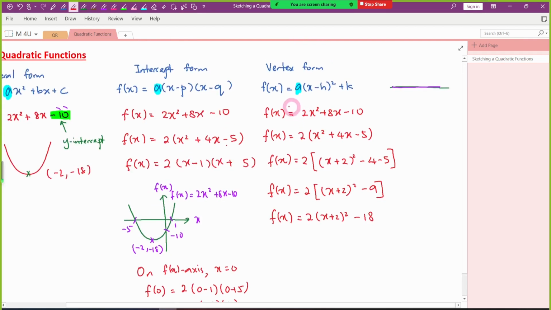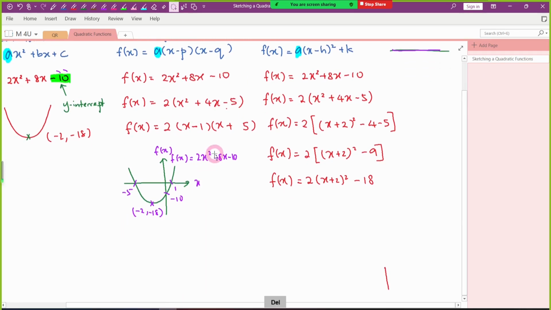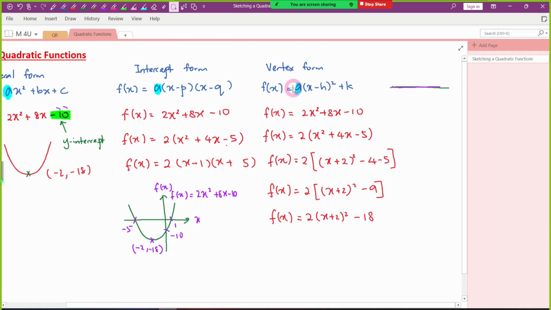So how about if the question gives you the function in vertex form? We call it vertex form because just by looking at this one, you know the coordinate of the vertex, let me draw it again. So in this case it will be the minimum point. x plus 2 equals 0, x is equal to -2.